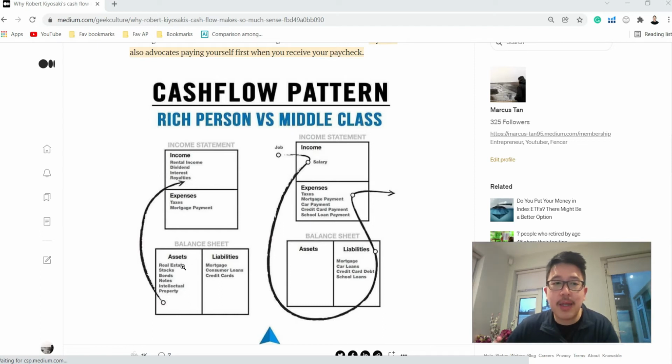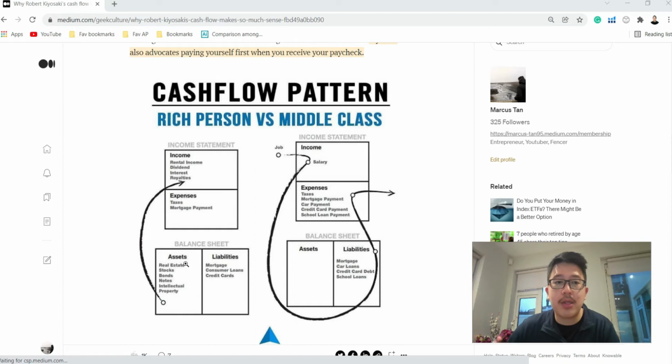Assets can be anything from real estate, or REITs, dividend paying stocks, shares, bonds, loan notes, intellectual properties, whatever businesses that you have, income that you get from your freelancing, from your podcast, affiliate marketing, ads from your blogs, those kinds of things.